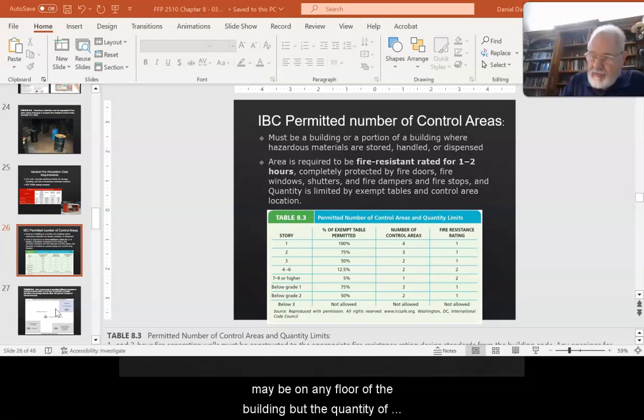self-closing. Control areas may be on any floor of the building, but the quantity of permitted material varies according to the floor. Control areas on upper floors must be supported by a structure with a 2-hour fire resistance rating.